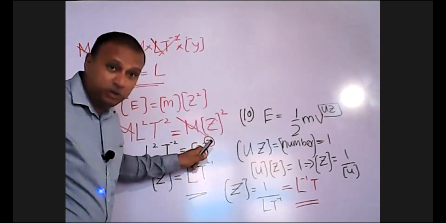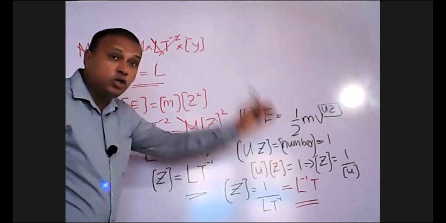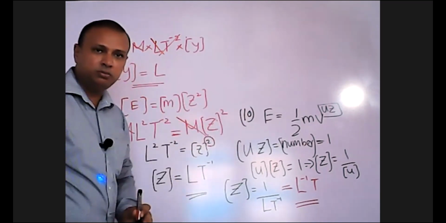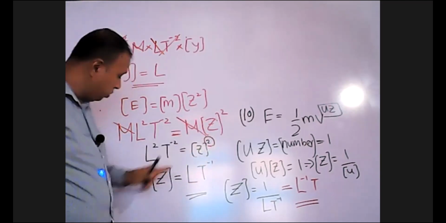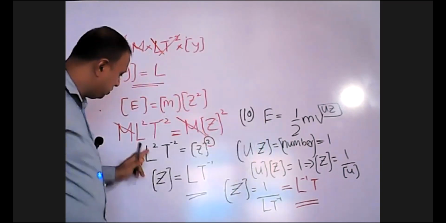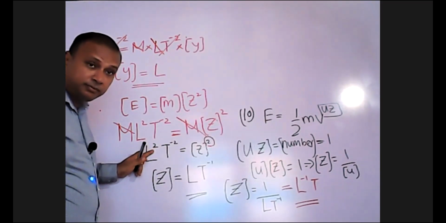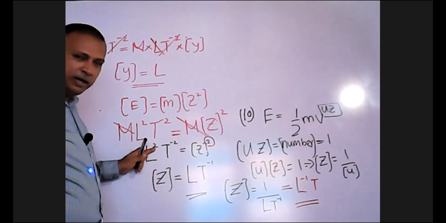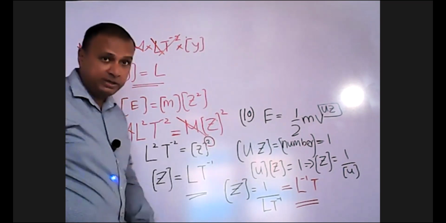You had 2 here now. If you want 1, you should divide this 2 by 2. If you divide this 2 by 2, you will find Z. Then do the same thing to this. If you divide this 2 by 2, you will find 1. If you divide minus 2 by 2, you will find minus 1.